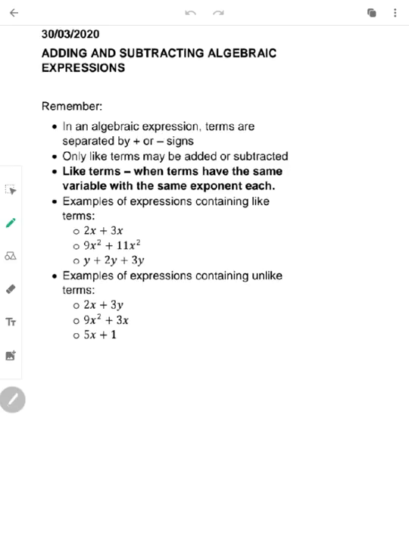So how do I identify like terms? That is when terms have the same variable with the same exponent in each. Now let's look at a few examples of such expressions. 2x and 3x would be considered like terms because both have the x that are the same, and the exponents, although nothing is written, would be a 1 and a 1. So the rule is then we may add them together.